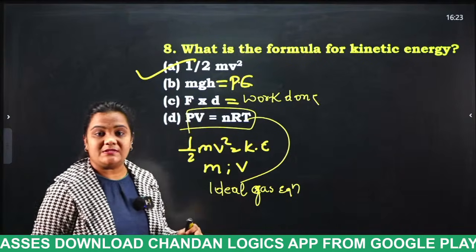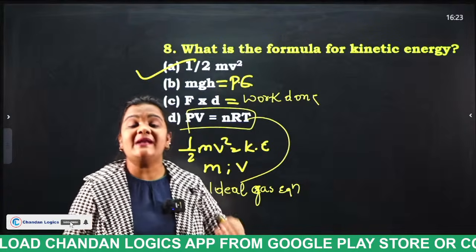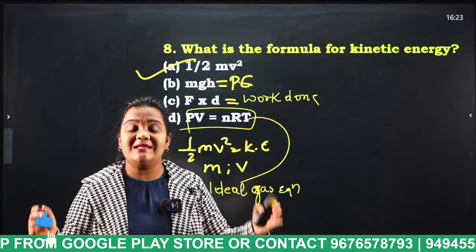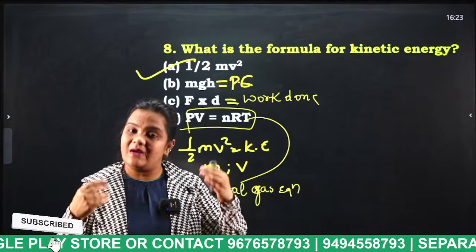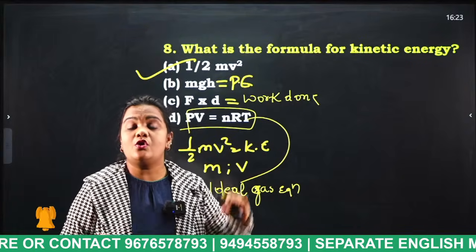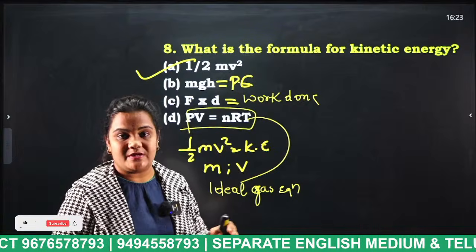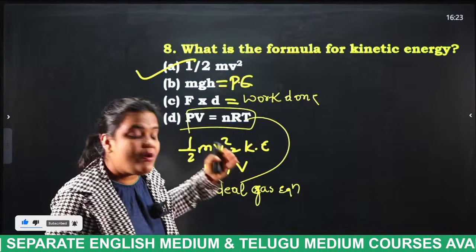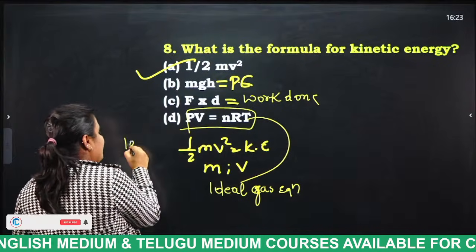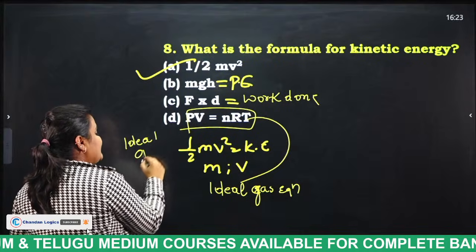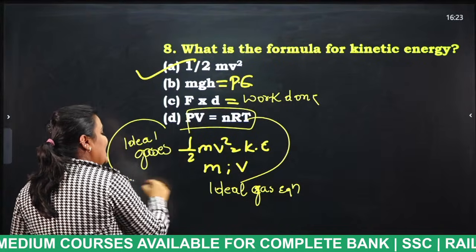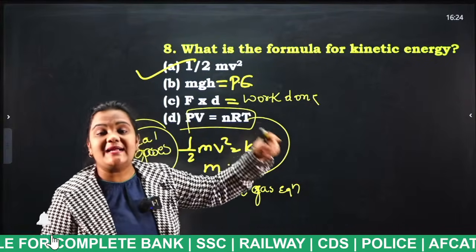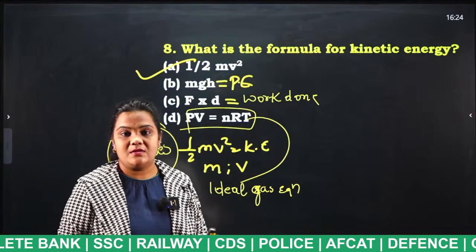Ideal gas equation means in our universe, any one of the gas will not obey this ideal gas. In our universe, there are many gases. In our atmosphere there are many gases, so no gas will obey this ideal gas equation exactly. If gases obey the ideal gas equation, those gases are known as ideal gases. If the gases do not obey this ideal gas equation, those gases are known as what, friends? Real gases. Note the difference.